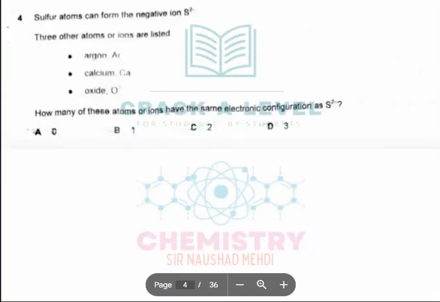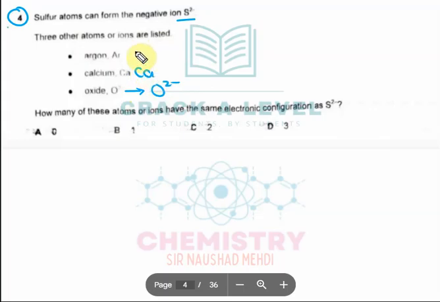Okay, MCQ number 4. In this MCQ, it is saying that sulfur atoms can form the negative ion S2-. 3 other atoms and ions are listed: argon, calcium, and oxide ion. The oxide ion is written as O2-.